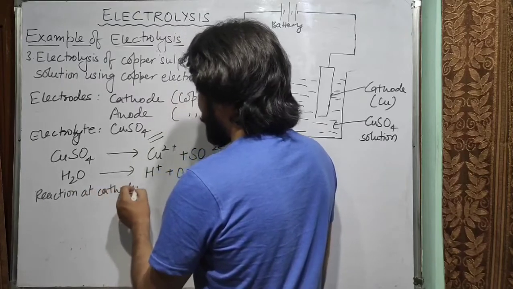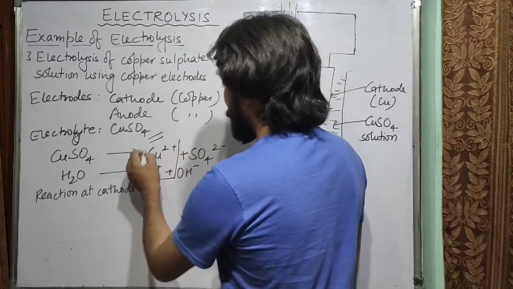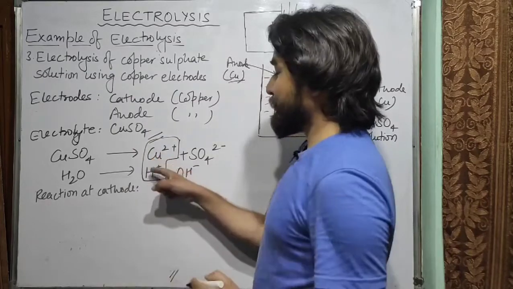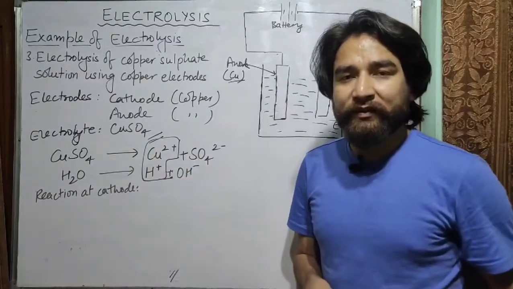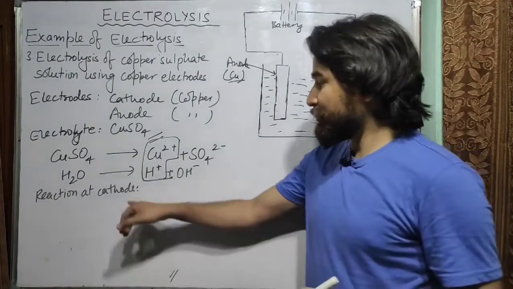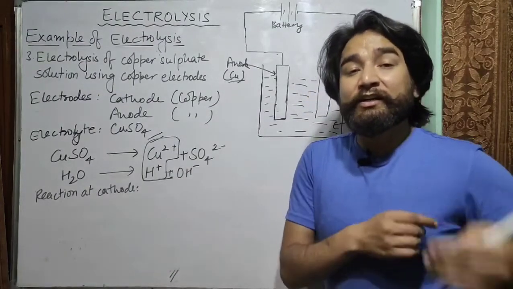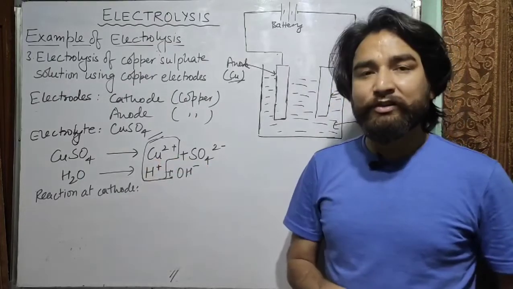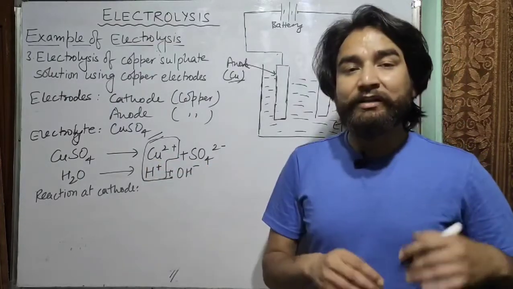So the competition is between H plus and Cu2 plus, because there are two positive ions and positive ions will migrate towards the cathode. They will get reduced at the cathode. So either it is the H plus ion or the Cu2 plus ion. Which ion will that be?